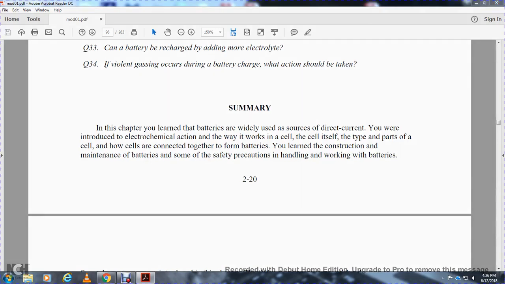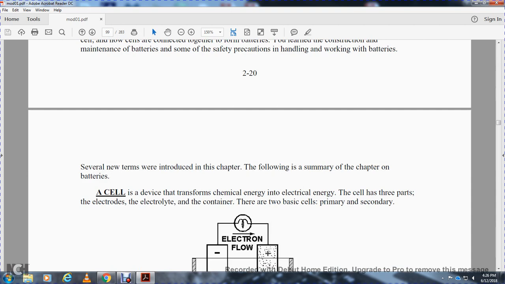Alright, Chapter 2 summary. In this chapter, you learn that batteries are widely used as a source of direct current, where electrochemical action works within the cell. You also learned about the construction and maintenance of batteries, some safety precautions for handling and working with batteries, and several new terms introduced with the chapter. The following is the summary of the chapter on batteries.